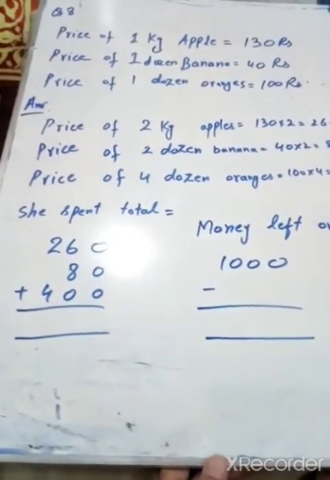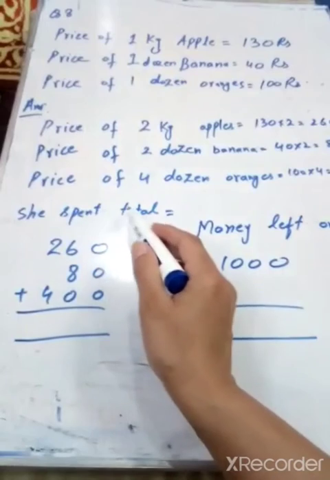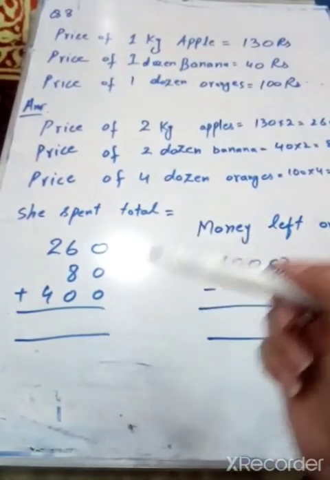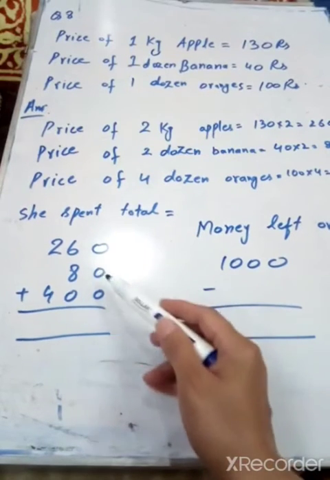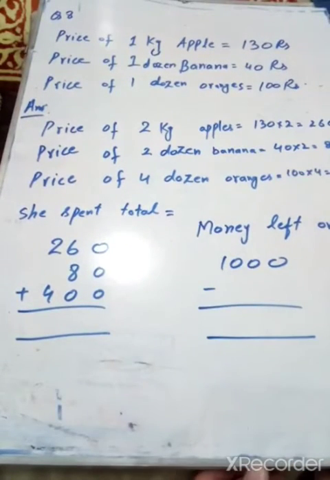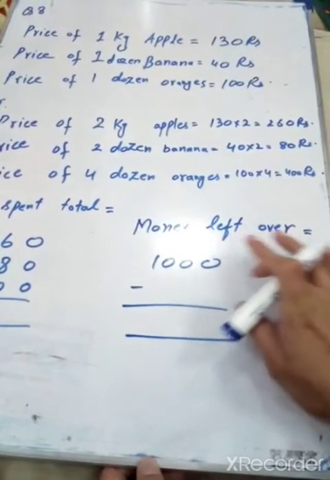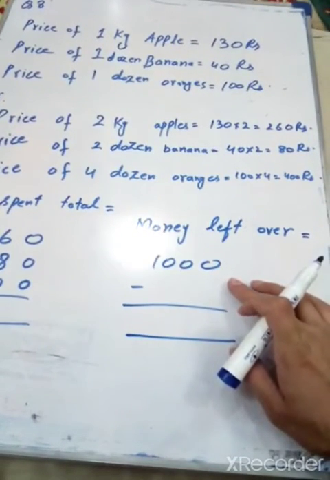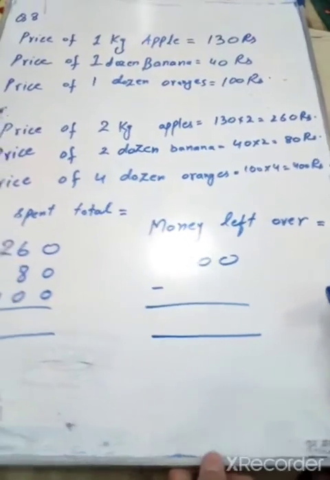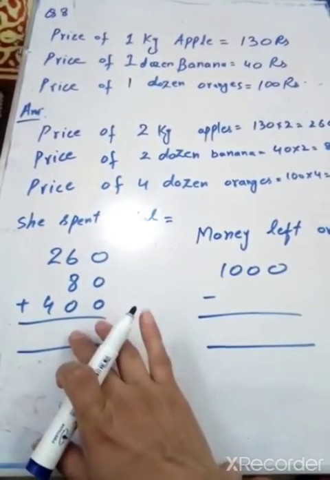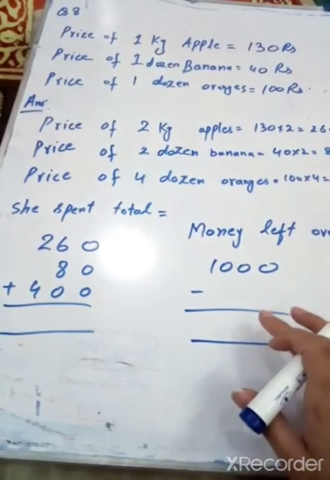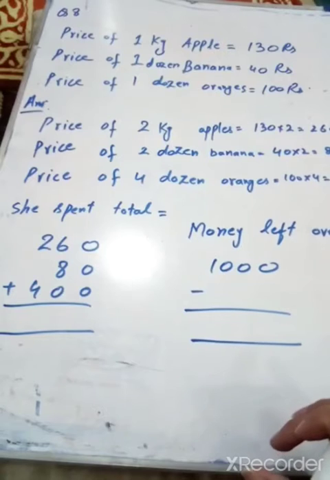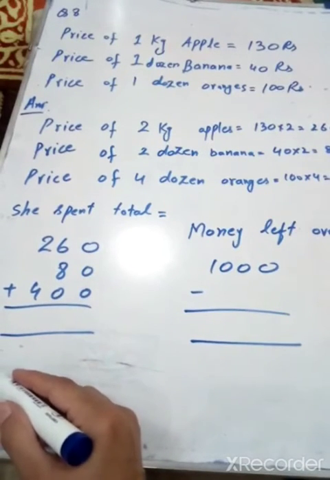Now what do we have to find? We have to find first the total she spent, means how much money she spent in total. So add all those prices which you found, and after that we have to find the money left over. How much money is left over? She had a 1000 rupee note, and whatever answer comes from the prices you found, you have to write that answer below 1000 and subtract it. Then you can find how much money remained with her when she returned home, and you can write that solution at the end as well.